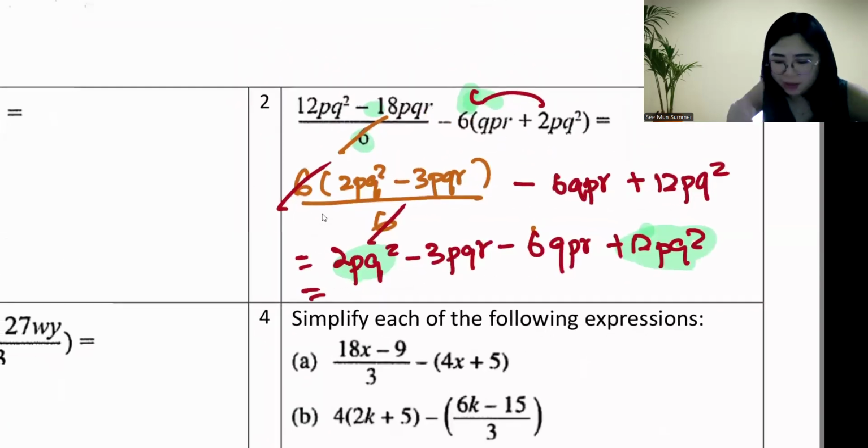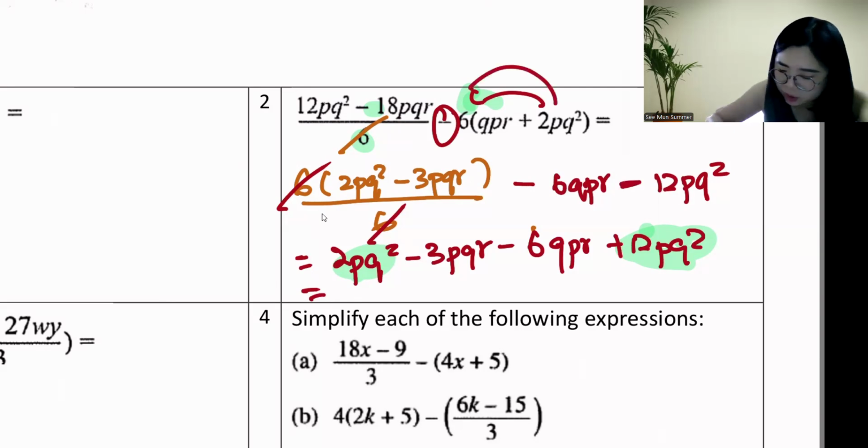I think I missed out something again. See, this is a negative sign, right? Do you see this is a negative sign? So I should put this as a negative sign. Just a reminder, negative, because we have to open the bracket. Negative 6 times negative 6 also. This also has to be negative.